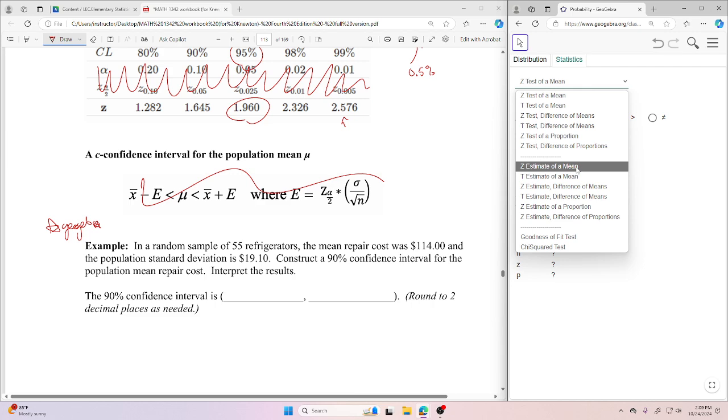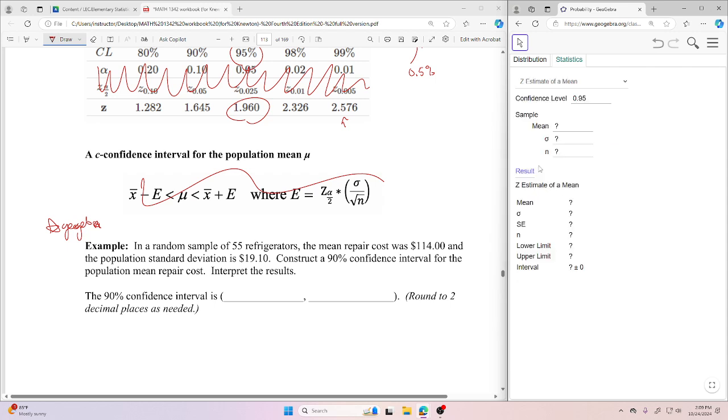Here in Chapter 8, we're going to do Z estimate of a mean, T estimate of a mean, and then finally the proportion stuff. So that's like 8.2, 8.3, 8.4, that kind of thing, okay? And when we move on to Chapter 9, we'll go up to here: Z test, T test, Z test for proportion. So all this stuff is for the next efforts in this class. Here we go. Z estimate of a mean.